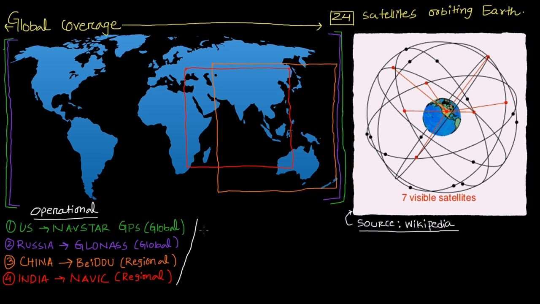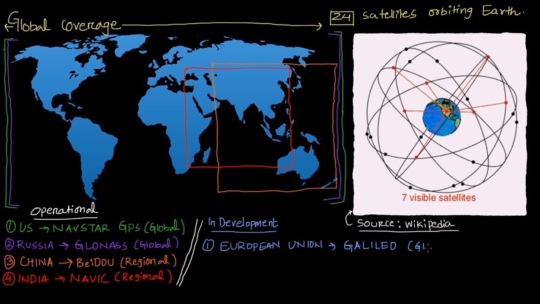These are the currently operational systems for GPS, and some are in development. One of them is the European Union, which is developing a global coverage system expected by 2020. The next is China, which is also expanding its BIDO, a regional system right now, into a global coverage system, also expected by 2020.